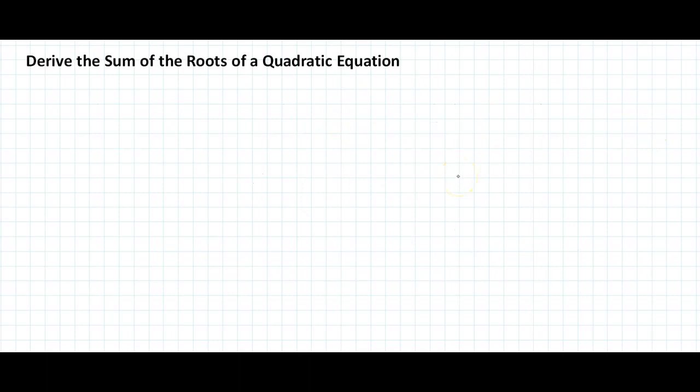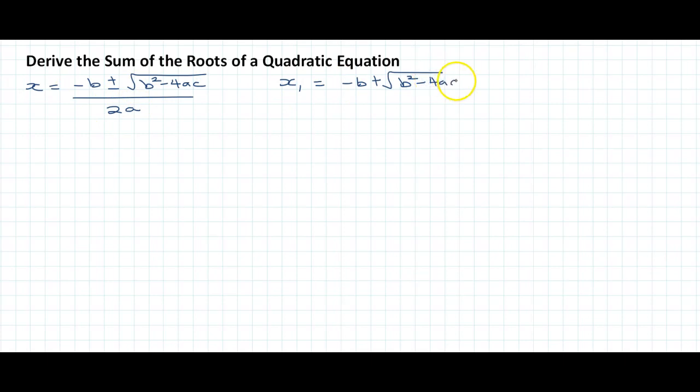So now how do we go about deriving the sum? Let's go ahead and express. We have x equal to negative b plus or minus the square root of b squared minus 4ac over 2a. So we're going to split this as x, let's call it x1, equal to negative b plus the square root of b squared minus 4ac over 2a. And let's say x2 equal to negative b minus the square root of b squared minus 4ac over 2a.